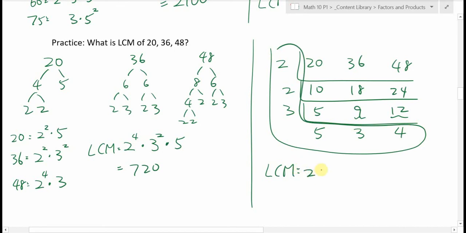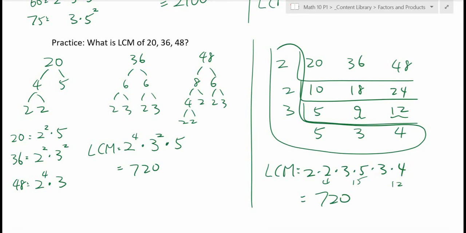That's 2 times 2 times 3 times 5, 3 and 4. And this should be 720. That's 4, that's 15, and that's 12. So that's 60 times 12, which is definitely 720. All right, perfect. That's the lesson.